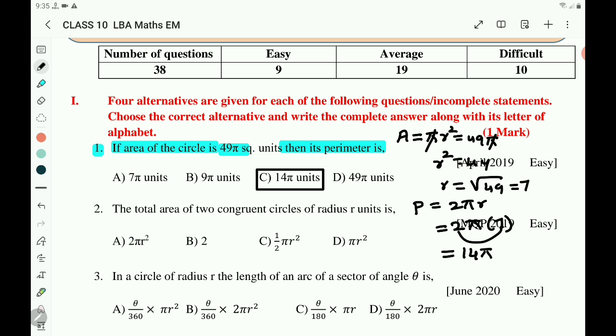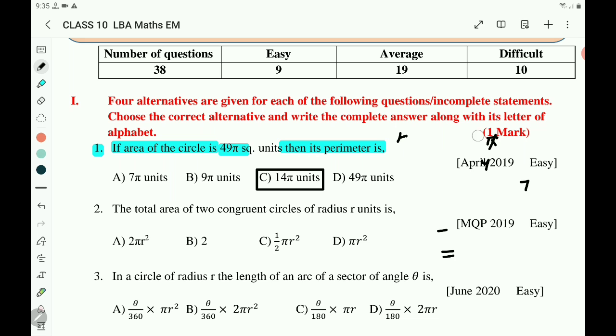14 pi. In terms of pi means don't put the value of pi, and here you got r equals 7. Put the value of r here. 2 into pi into 7. 2 7s are 14. So the option C is the answer, 14 pi units. Then you take the second question.